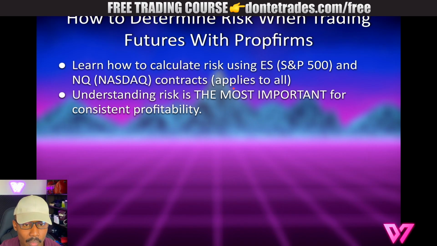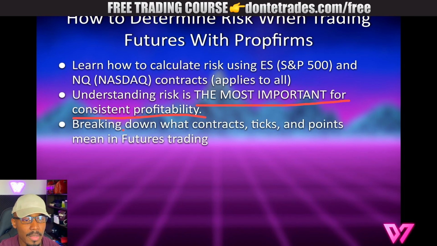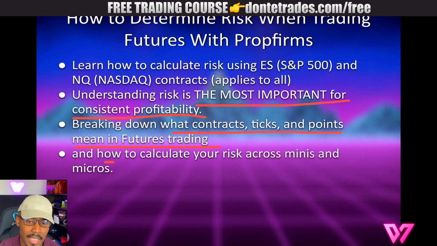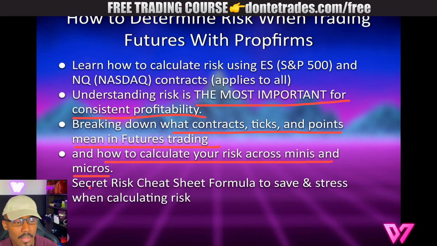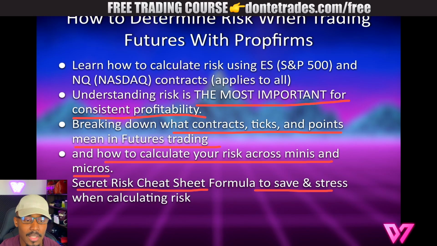Understanding risk is the most important thing for trading consistently and profitably. If you don't understand risk, then you're obviously going to heavily struggle. We're going to be breaking down what contracts, ticks, and points mean in futures trading, and how to calculate your risk across minis and micros, and what minis and micros really even are. We're also going over a secret risk cheat sheet formula that I created to save you time and stress when calculating your risk.